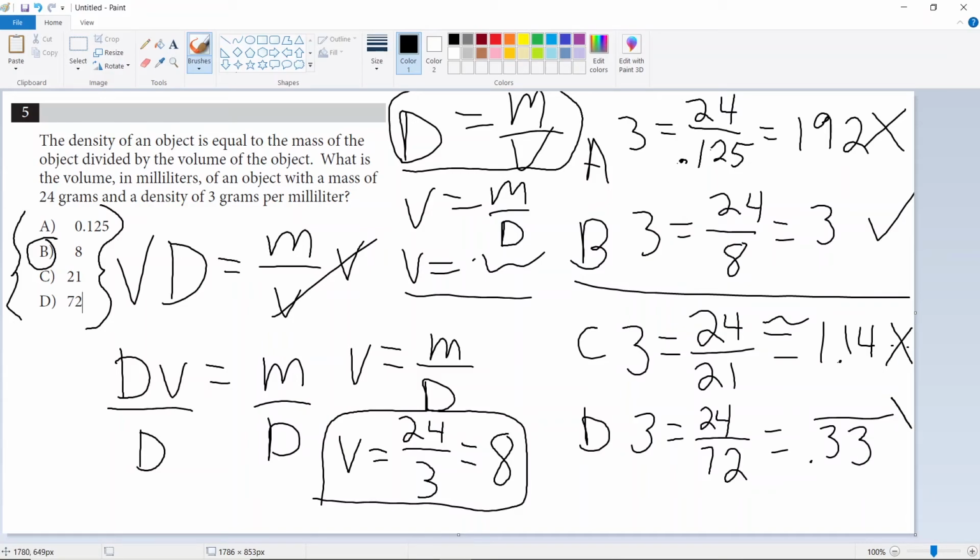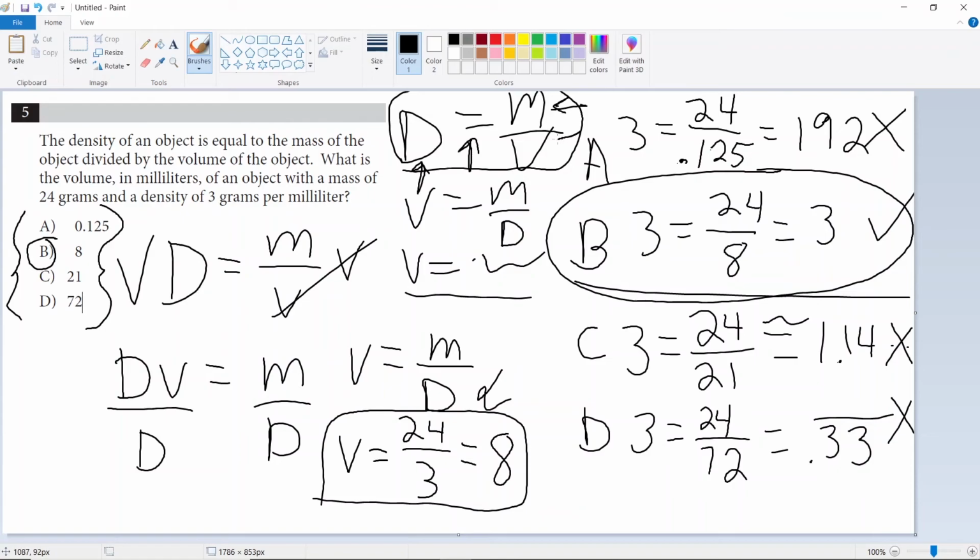This one didn't work. This one didn't work. But again, when you are plugging in answer choices, you don't have to check anymore once you find the one that works. Only when you plug in your own numbers do you have to check it against every answer choice. But here we found out that B works by plugging in answer choices. Here we found out that V equals 24 divided by 3, which equals 8, by using the formula that they gave us. The density of an object is equal to the mass divided by the volume.